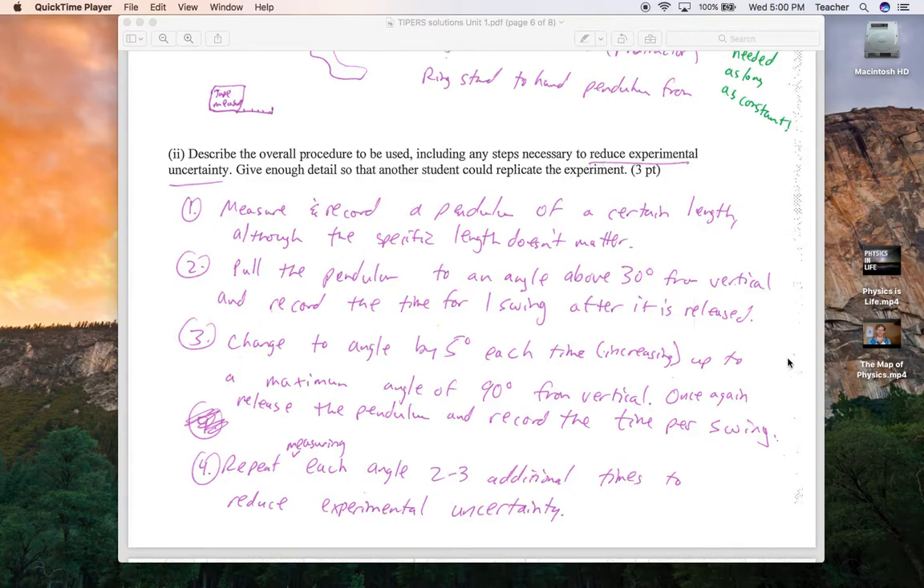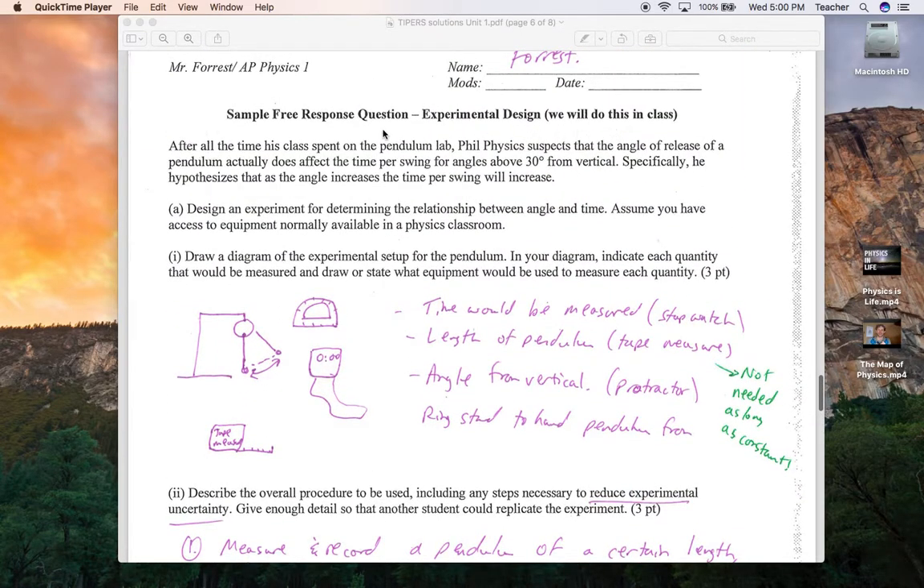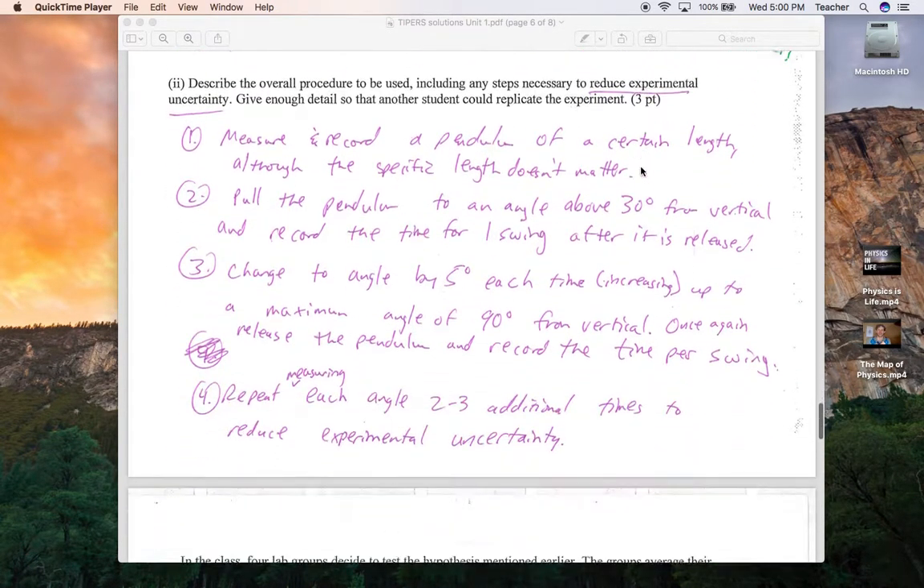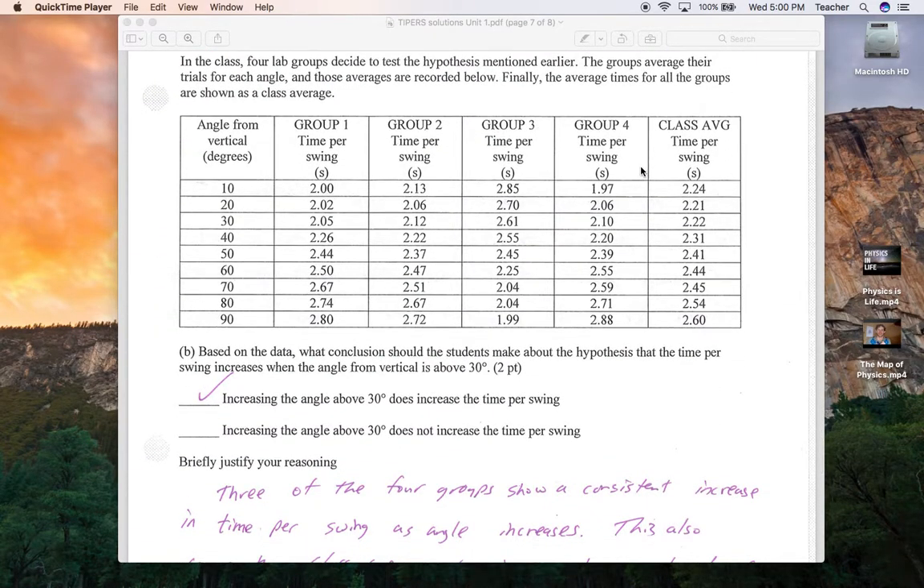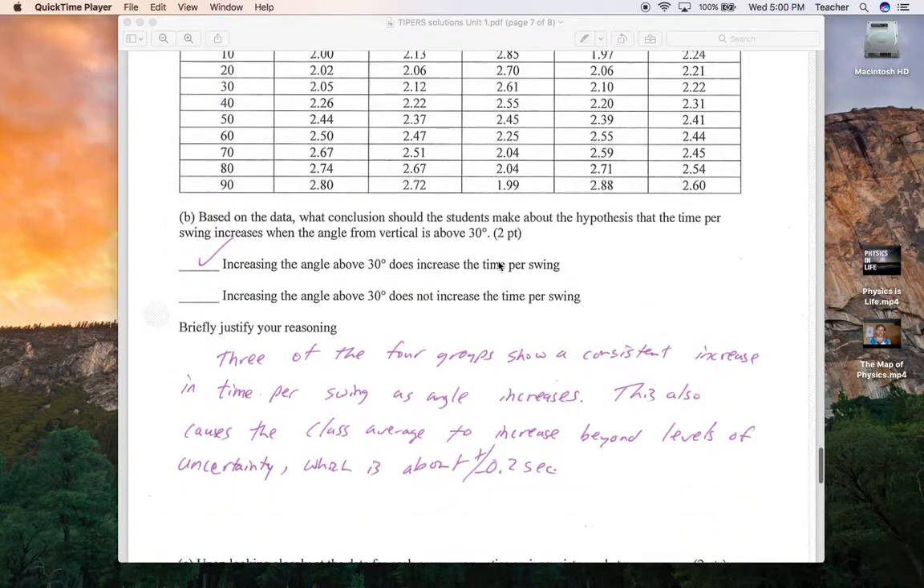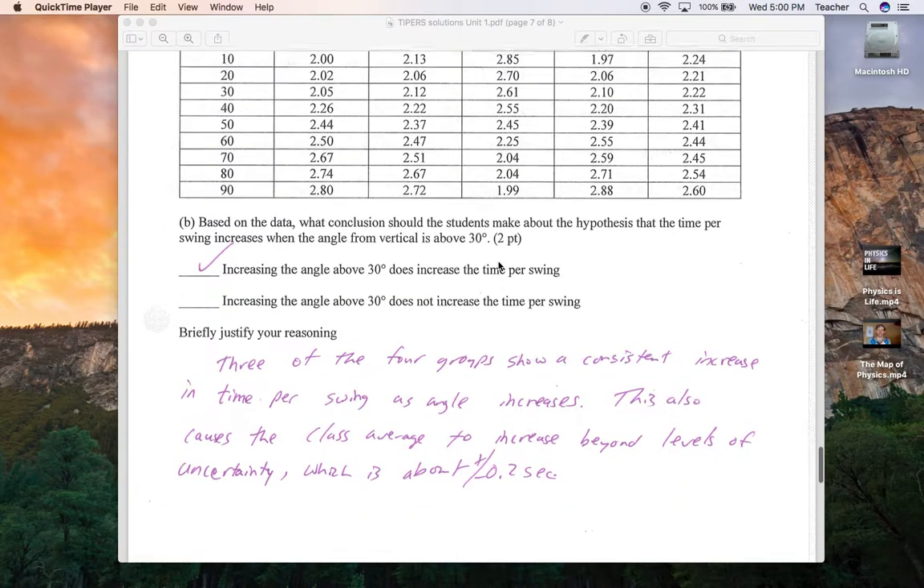Your procedure doesn't have to be identical, but it should be something to actually perform the experiment. It's listed up here, testing whether or not the swing time changes with angles above 30 degrees. Down here, 4 lab groups decide to test the hypothesis. Here's the answer for this data.